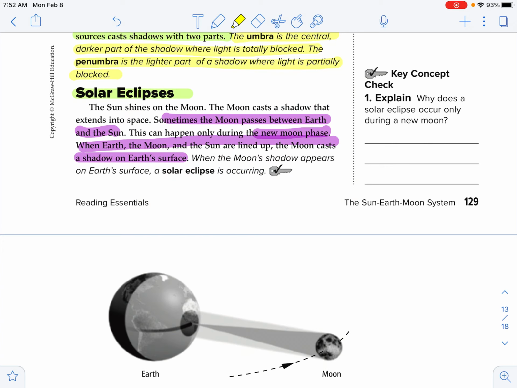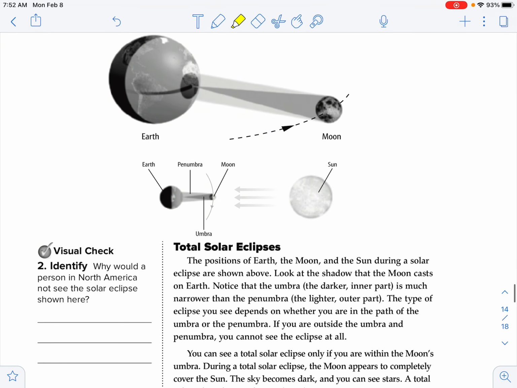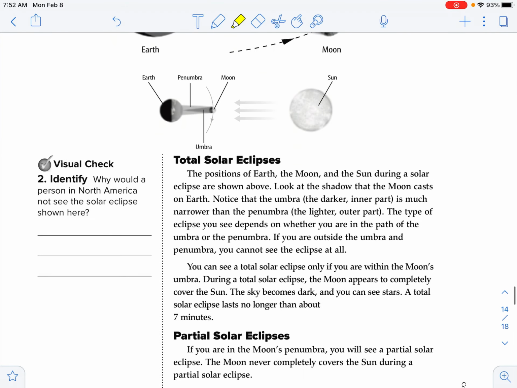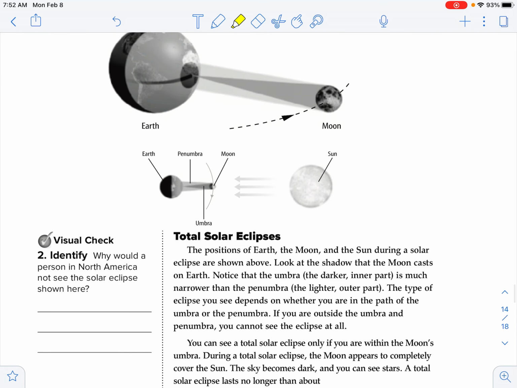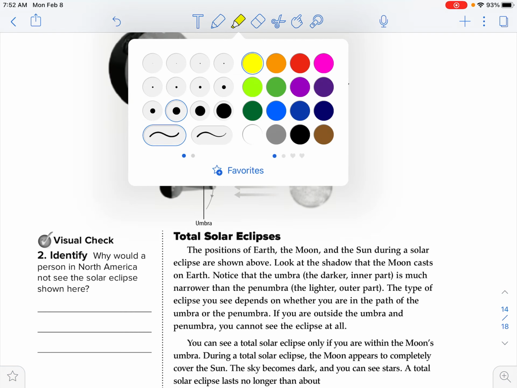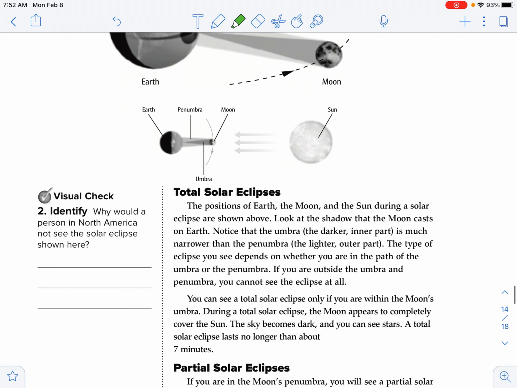All right, so I see vocab words. I'm going to switch to yellow. When the moon's shadow appears on Earth's surface, a solar eclipse is occurring. So we have a total solar eclipse and a partial solar eclipse. So let's look at the total solar eclipse first.